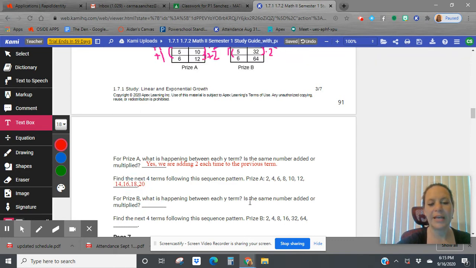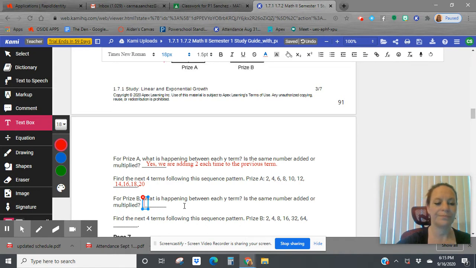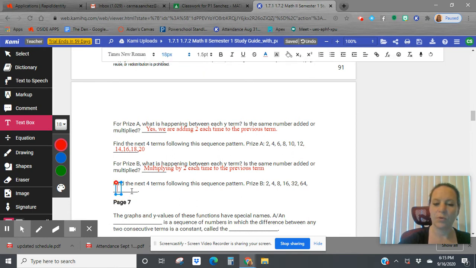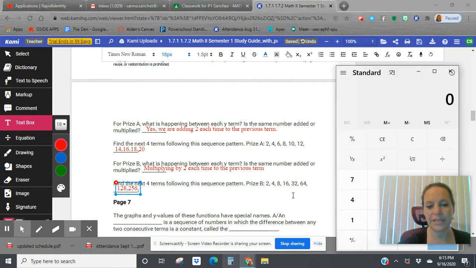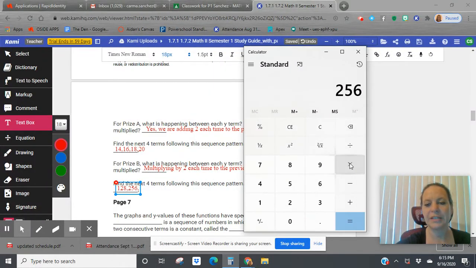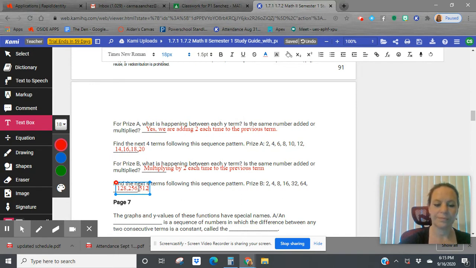For prize B, what is happening between each y term? It is multiplying by 2 each time to the previous term. Find the next 4 terms. 64 goes to 128, 256. Then that even gets too big for Ms. Sanchez to be sure about it, so she grabs her calculator. 256 times 2. And then 1024.